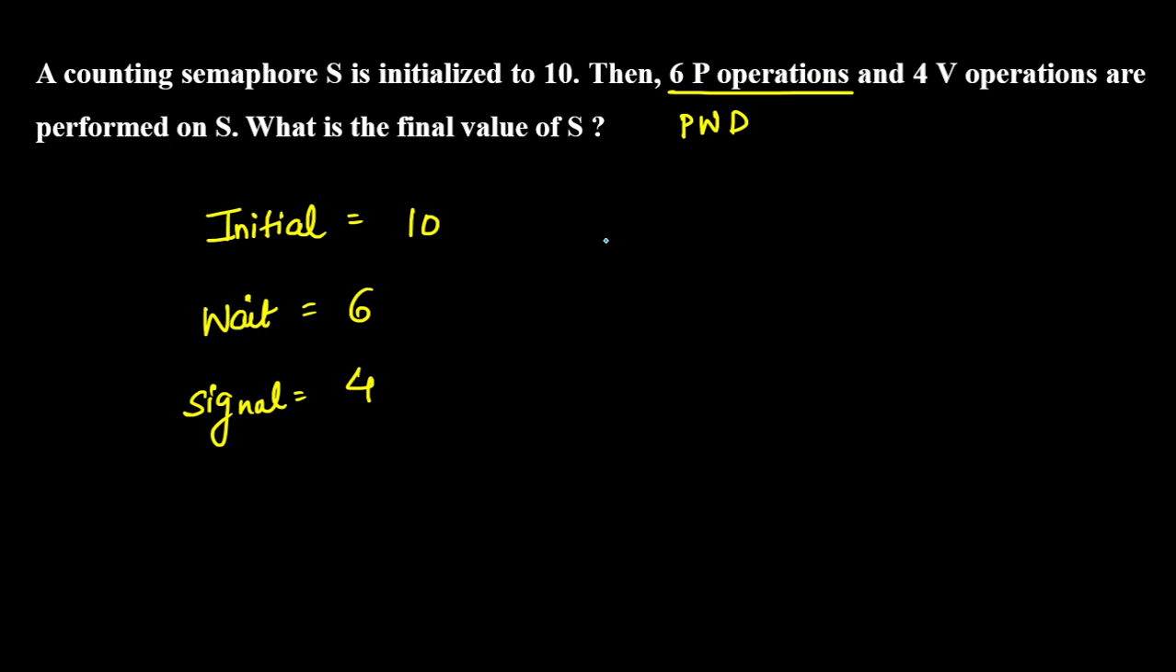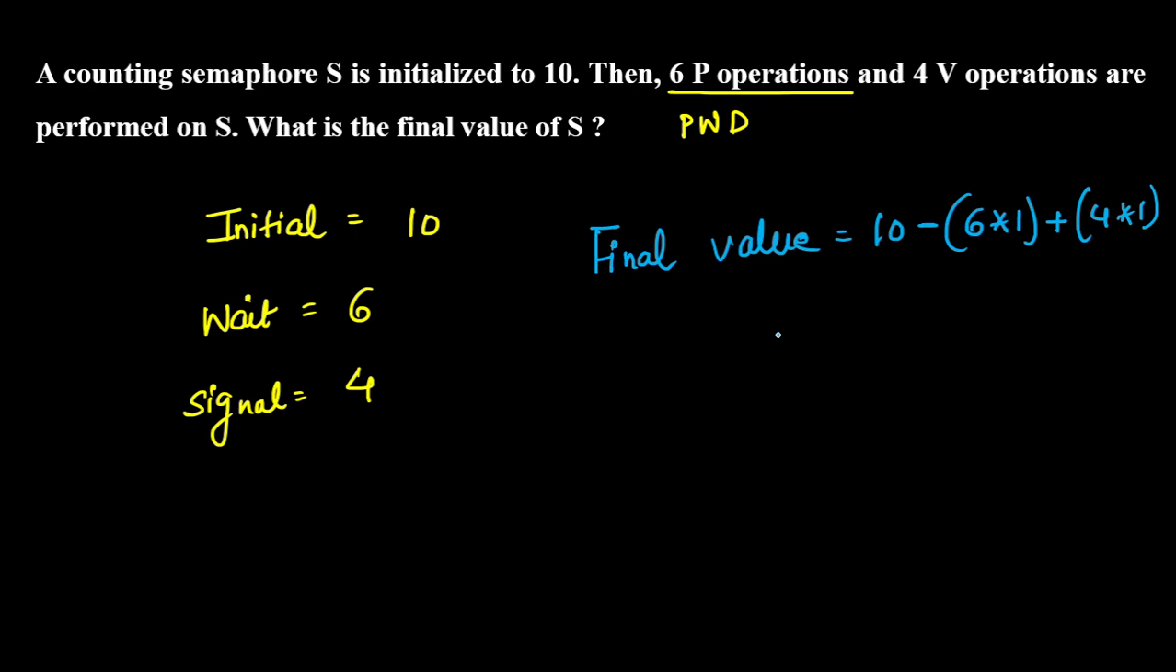So we know that every time the value is decremented by 1 only, right? On every operation the value is changed by 1. So the initial value is 10. Then we are decreasing it 6 times, so we can say 6 multiplied by 1. Plus we are increasing the value 4 times, so plus 4 multiplied by 1. So it will be 10 minus 6 plus 4. So it will be 14 minus 6, that is 8. So the final value of the semaphore turns out to be 8.